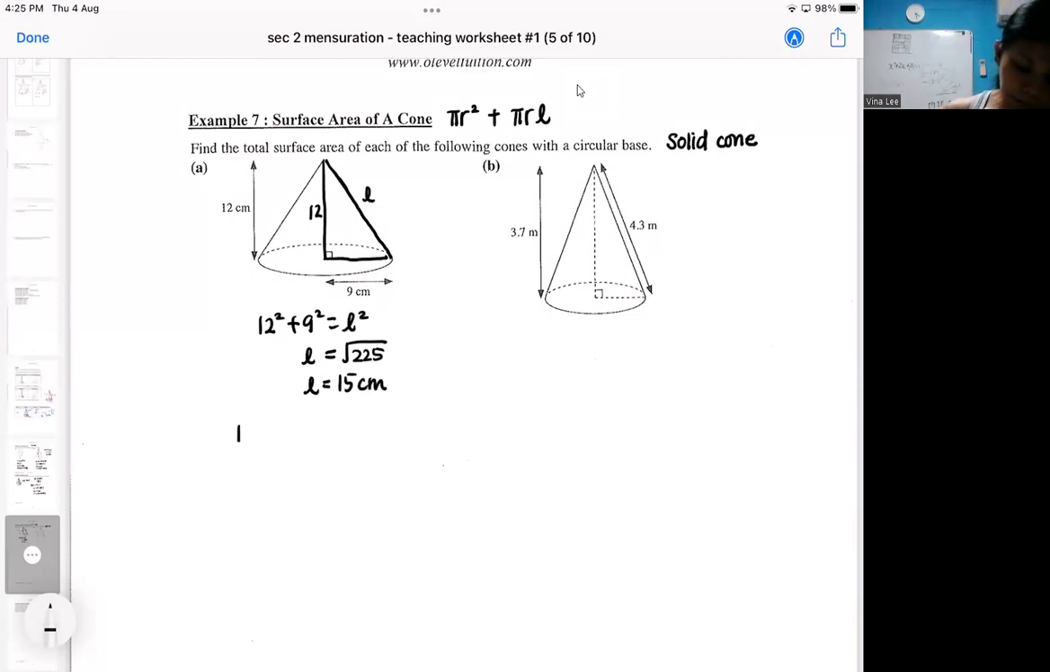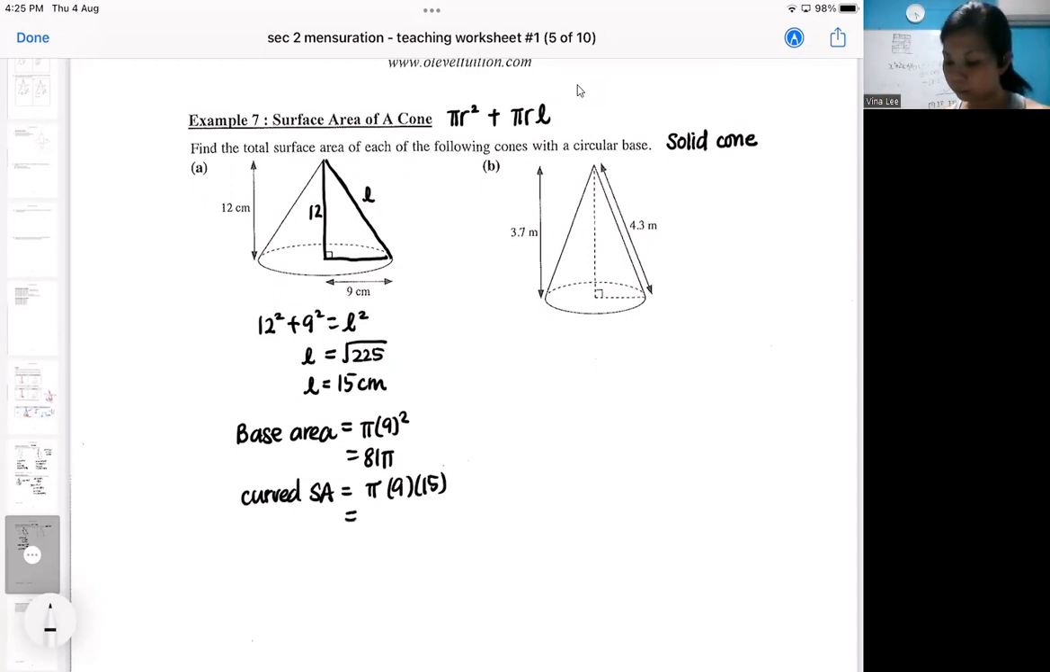Okay, then we talk about finding the base area. If you're not so confident of finding everything together, you can just stick to finding the base first. Leave it in terms of pi. Find the curved part. Curved part is pi RL. And again, leave it in terms of pi. And finally, the total surface area.